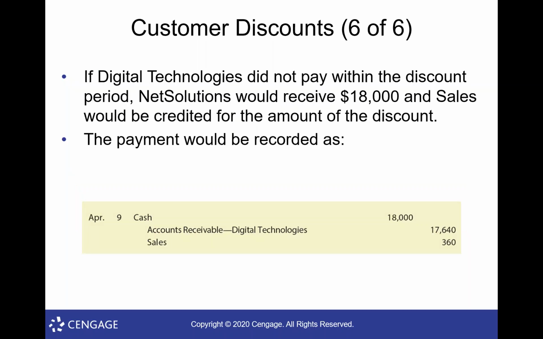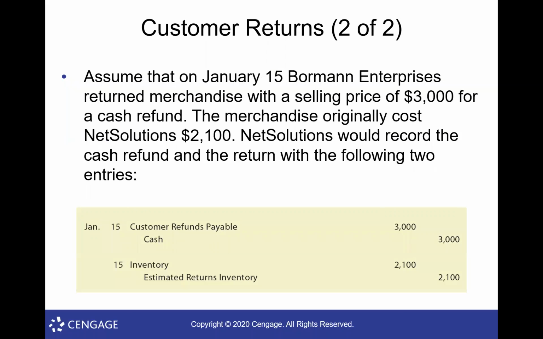All right. If Digital Technologies does not pay within the discount period, so they send us $18,000 in cash, we'll record our accounts receivable as the amount that was owed to us from what we recorded, and then the additional 360 we'll have to record as additional revenue. Okay, so that's the adjustment, so to speak, when they get paid the full amount instead of the discounted amount. All right.